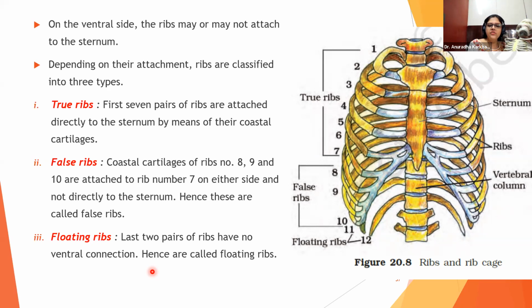Floating ribs: last 2 pairs of ribs have no ventral connection. Hence, they are called as floating ribs. I'm sure you can see the floating ribs over here. See, you can see this halfway. This is halfway. See, 1 and 2. These are halfway left. These 2 are going to be called as what? Floating ribs. Right? They are going to be called as floating ribs.